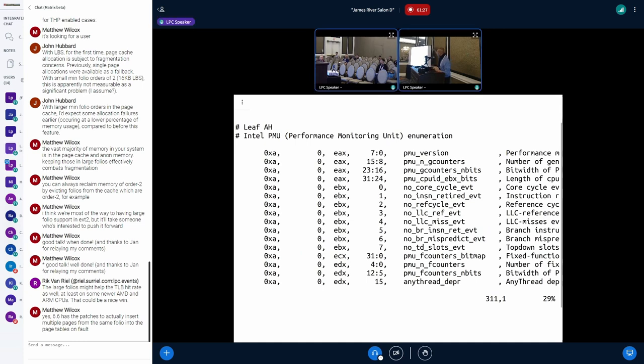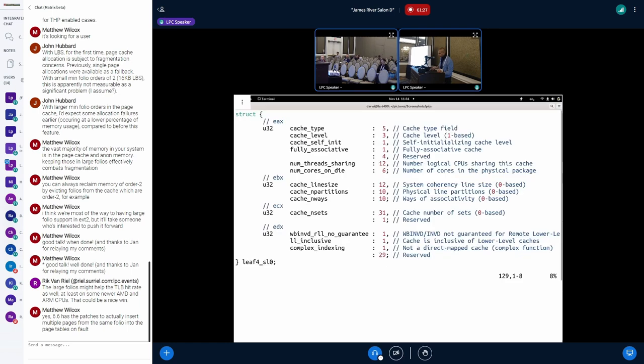This is another example of the listing of all the bit fields. And this is also an example of the generated header files. This is leaf 4 sub-leaf 0. At the bottom is the name of the structure, and this is EAX, EBX, ECX, and so on.